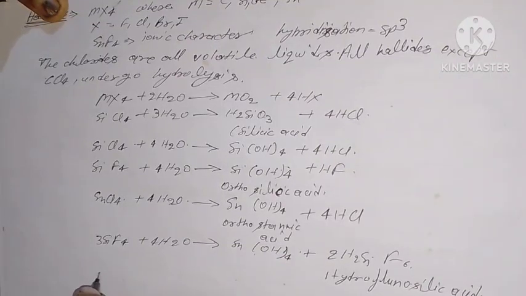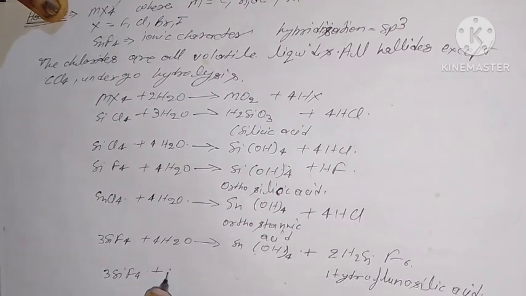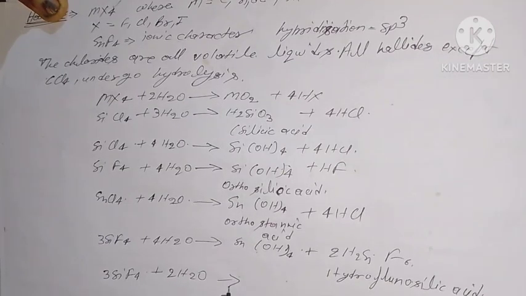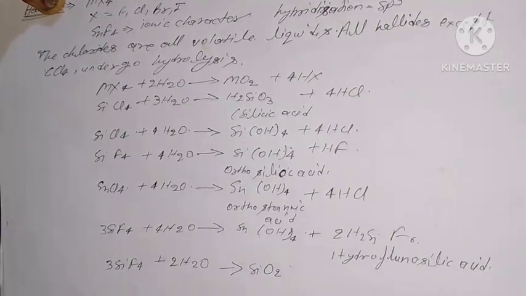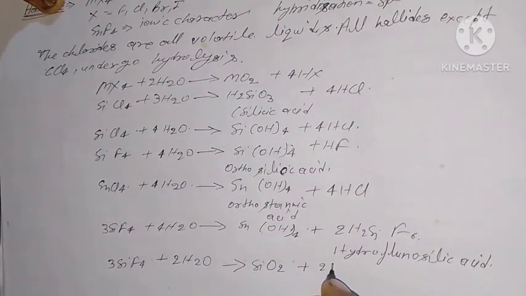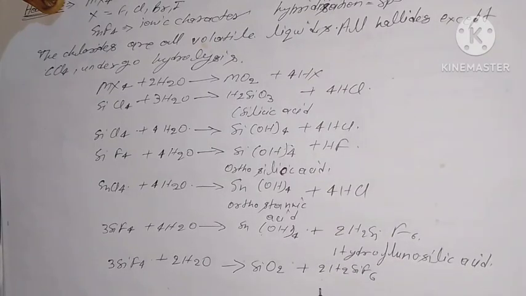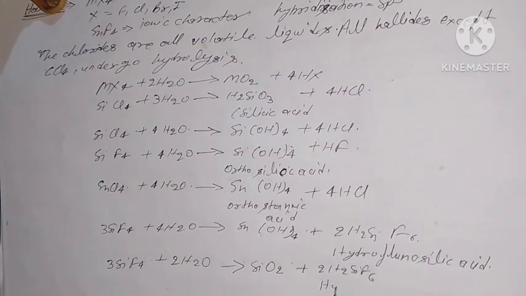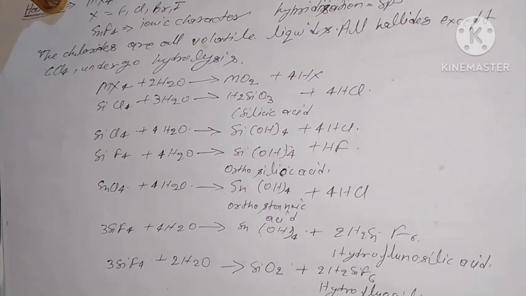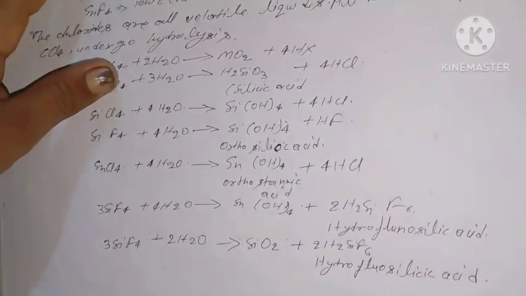Three molecules of silicon tetrafluoride reacted with 2 molecules of water make silicon dioxide, SiO2, plus 2H2SiF6, that is hydrofluorosilicic acid, and silicic acid.